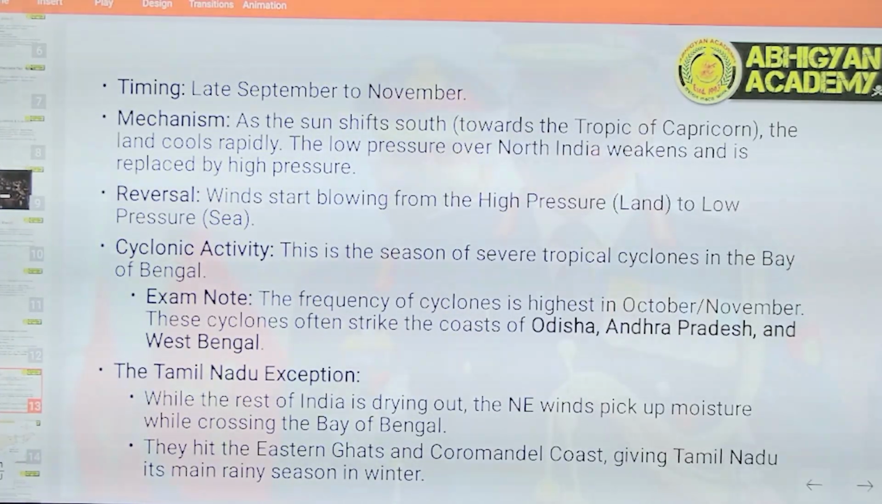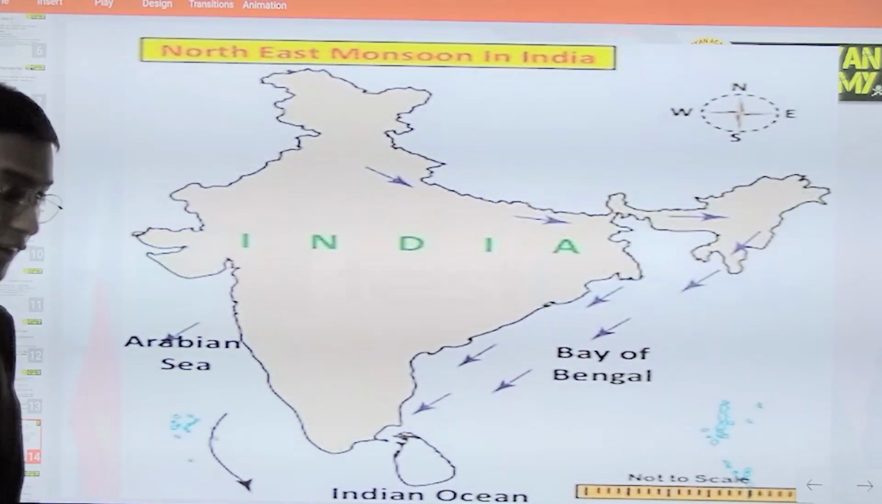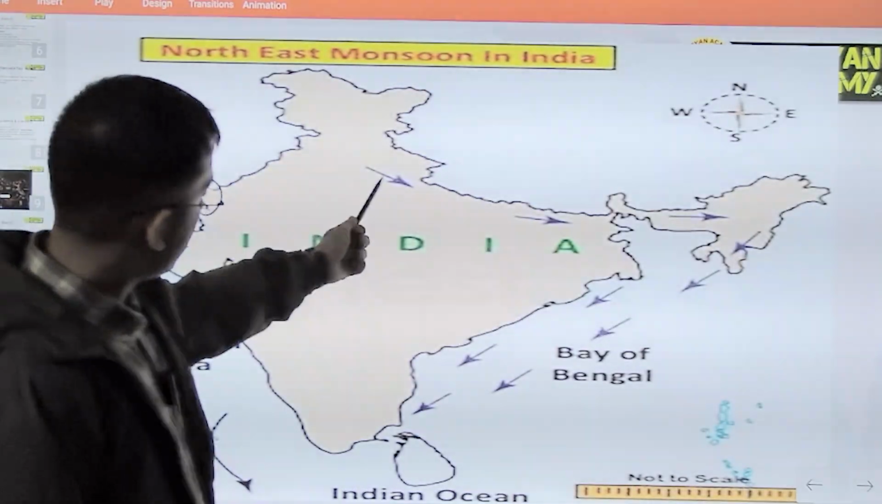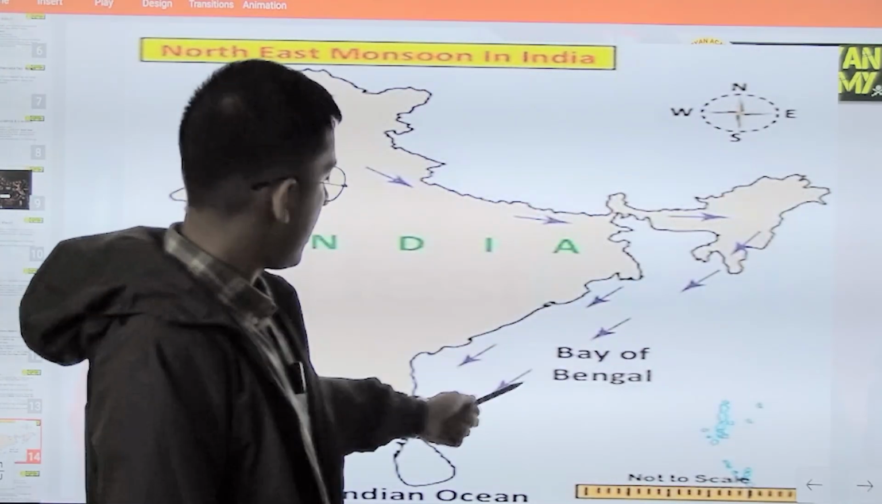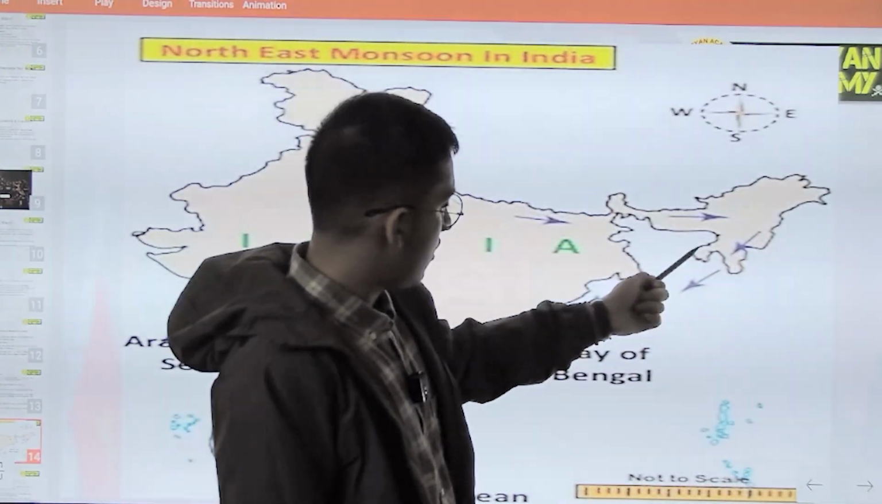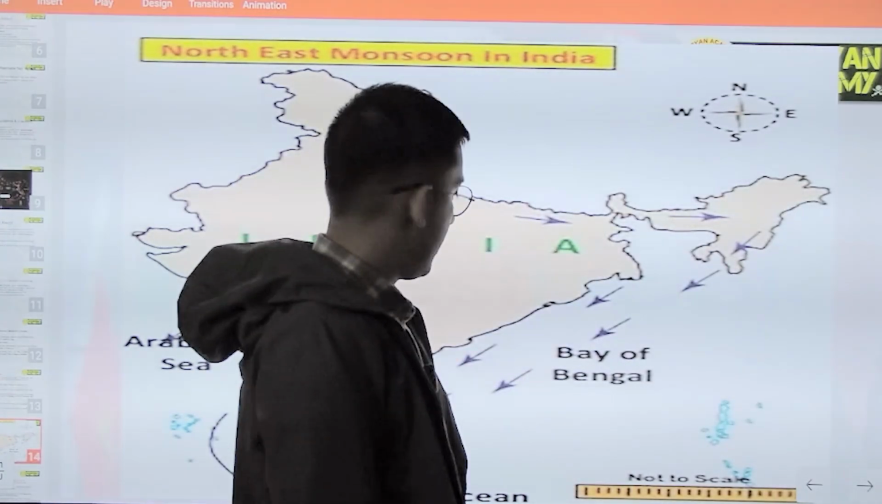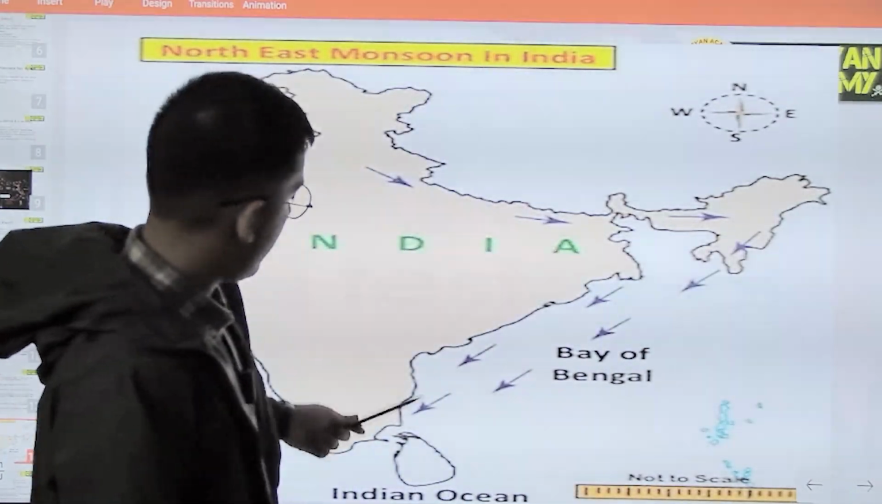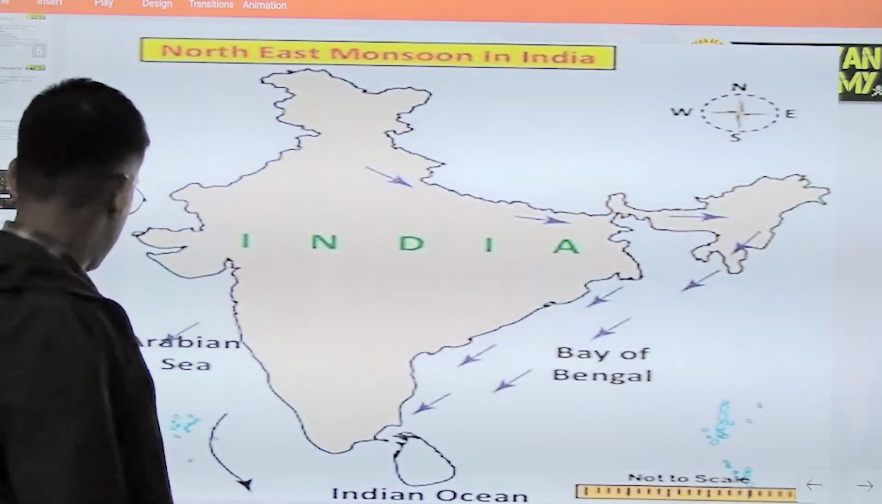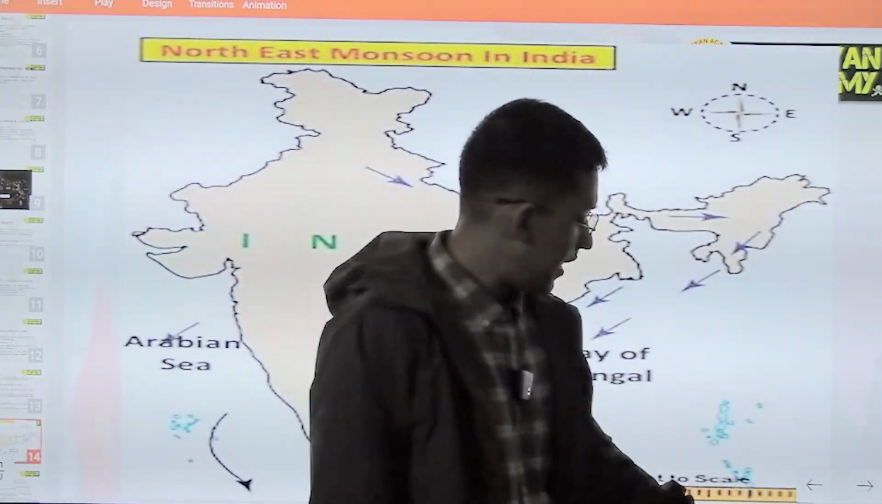So we will finish our lecture by looking at this diagram. So this is our northeast monsoon branch. You can see through the Bay of Bengal the water is taken and then it's finally dumped here in Tamil Nadu. So this was our short lecture on monsoon and the Indian monsoon.